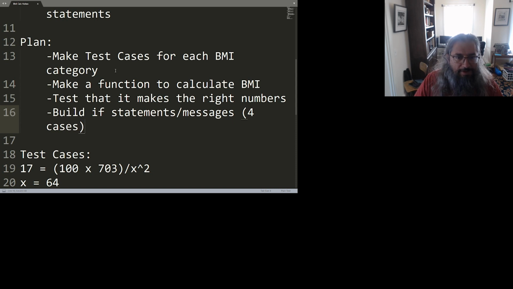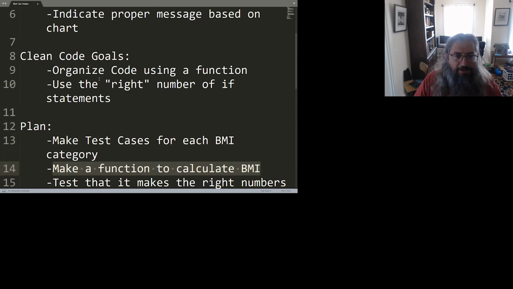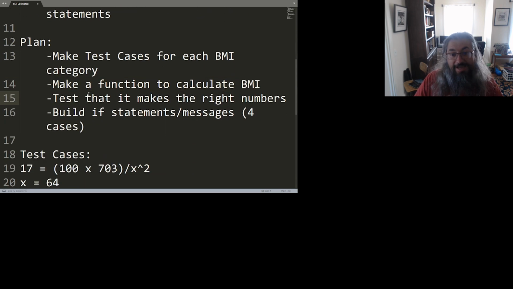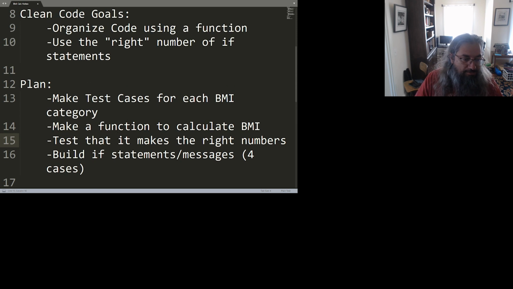So I made my categories, awesome. I need to make a function to calculate BMI. And I just want to do that because that's a good way to organize my code. That meets one of my clean code goals. And then I want a test that makes the right numbers. So before I work on any of the if statements, I'm just going to make sure my function is generating the right numbers. And so there we go. That's my plan.